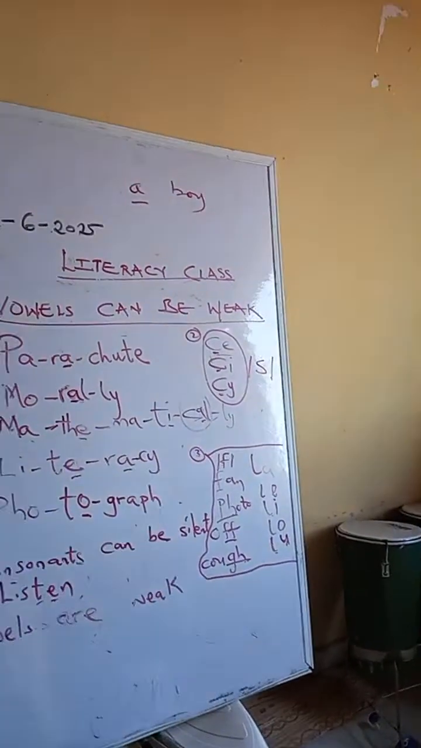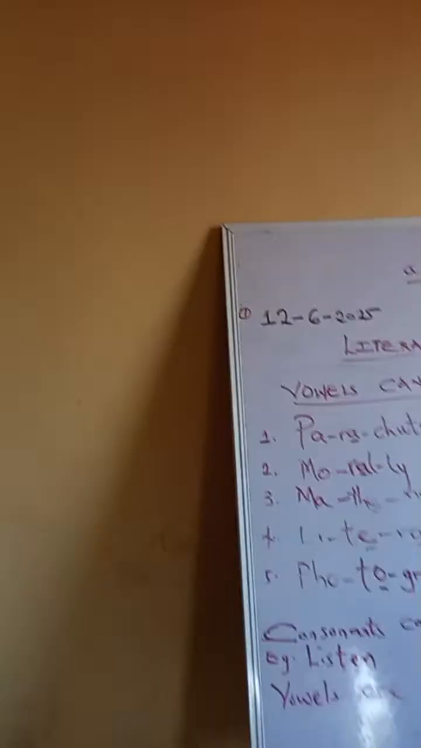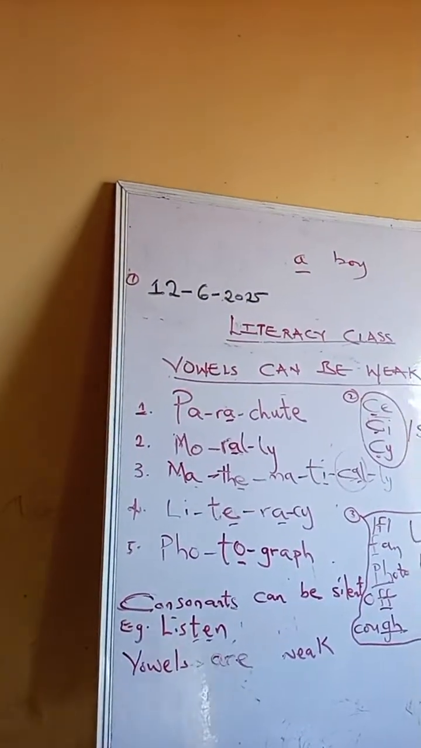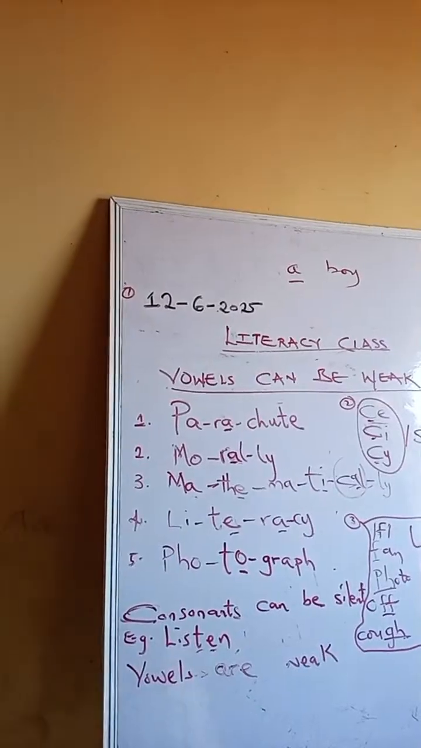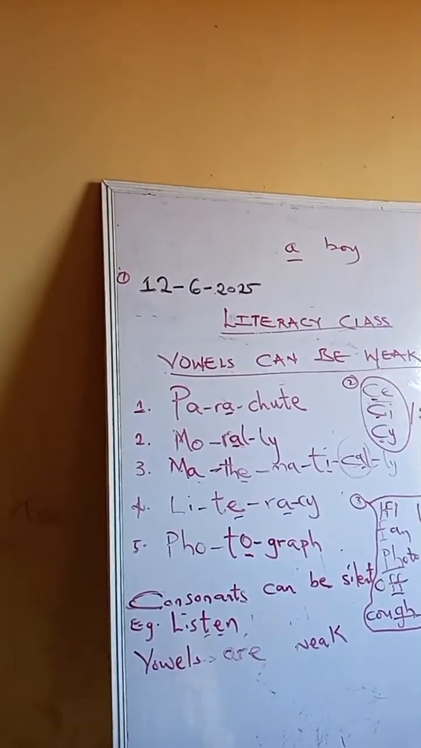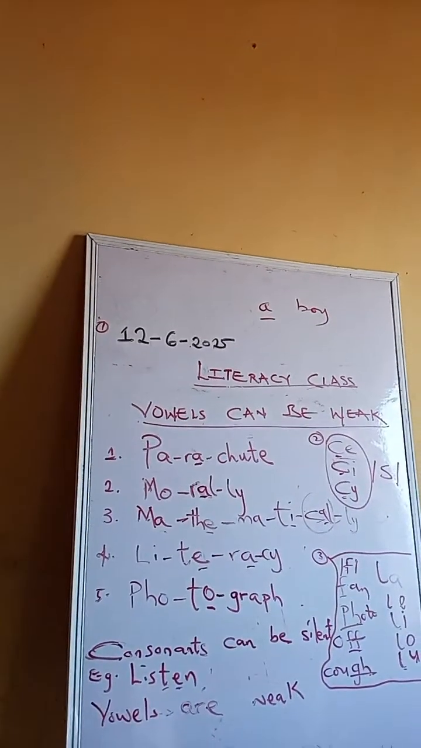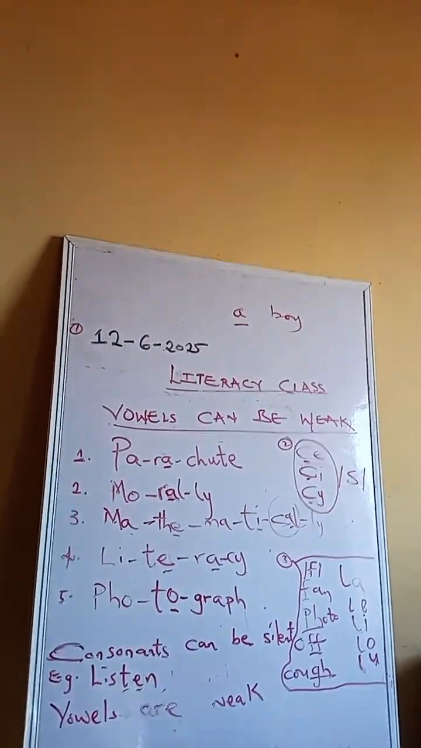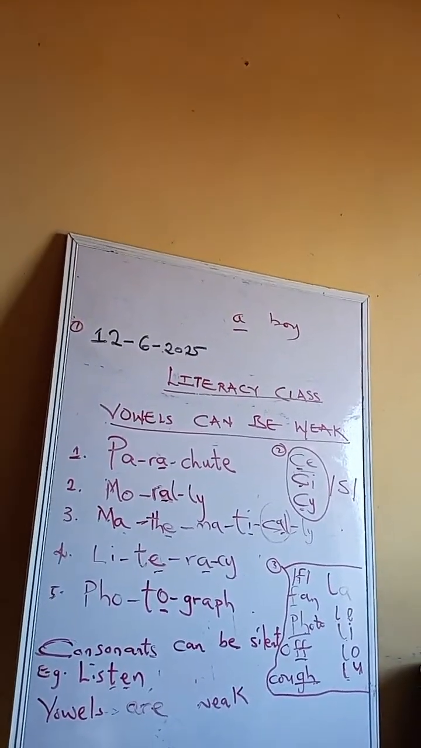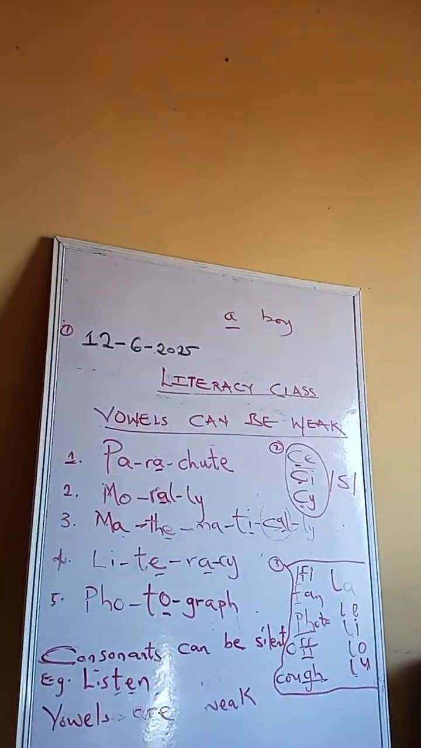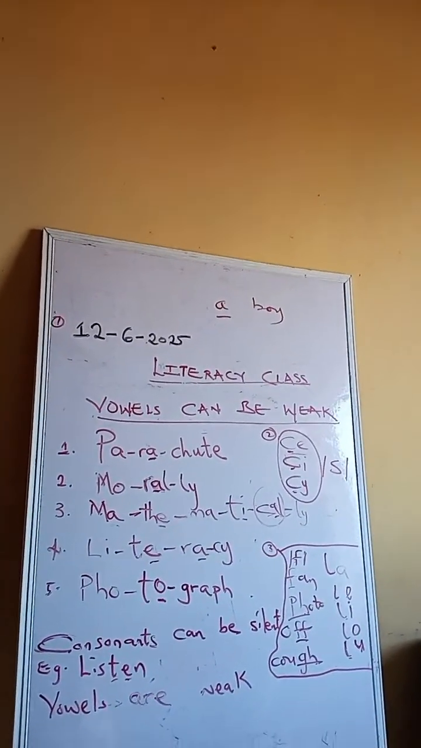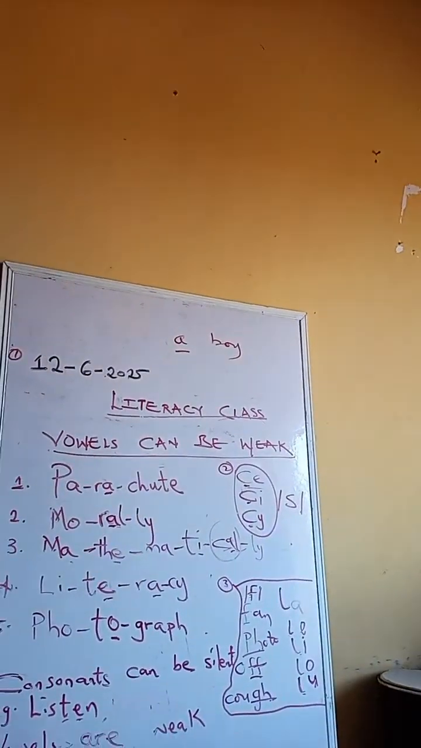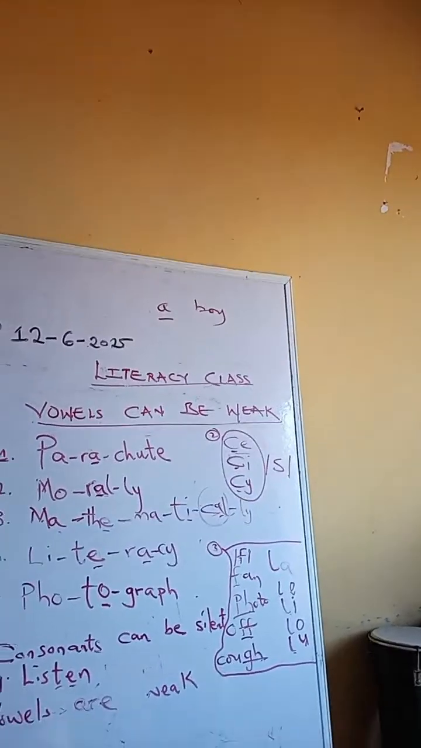Wait, hold on. I need a sentence with each of the words on the board. Number 1, parachute. I think you get missing. This says, is it a or a? Parachute. Number 2, morally.